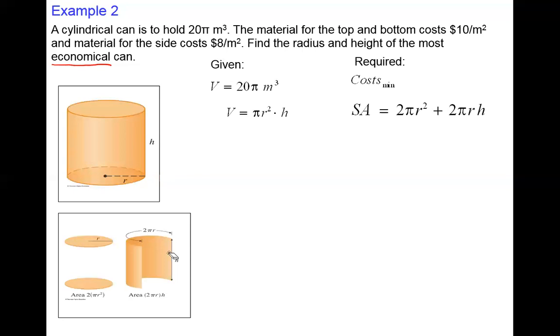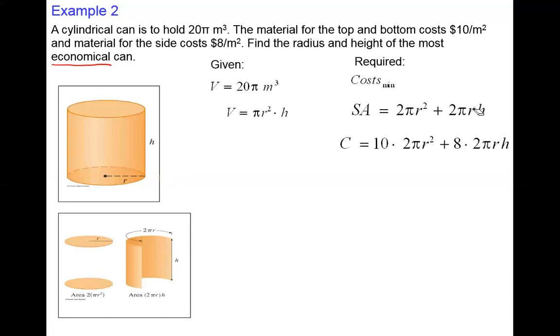The area of the rectangle is length times width. The length of this rectangle will be the circumference of the circle. That means this will be 2 pi r, times the width, which is h. Okay? That means 2 pi r h. And we can see two bases, top and bottom, and the rectangular side.